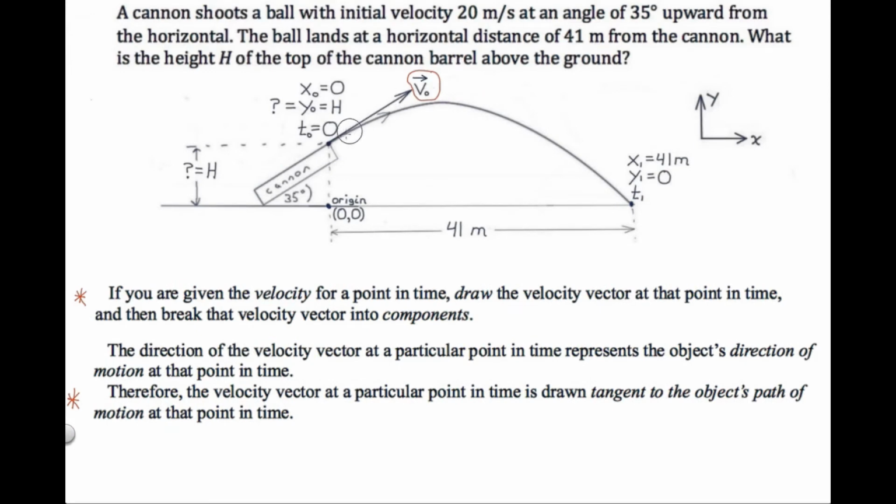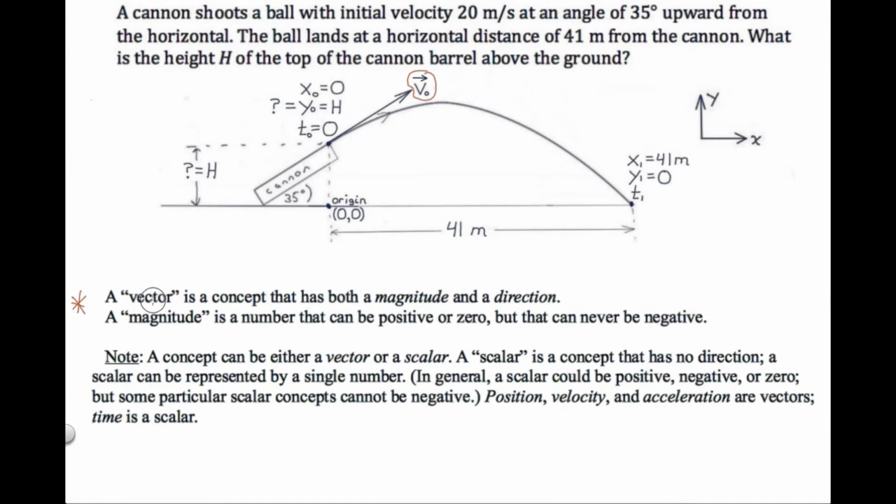Tangent to the object's path of motion at time 0, like so. You should know that a vector is a concept that has both a magnitude and a direction. You should know that a magnitude is a number that can be positive or 0, but that can never be negative. The concept of velocity is a vector, so velocity has both a magnitude and a direction.